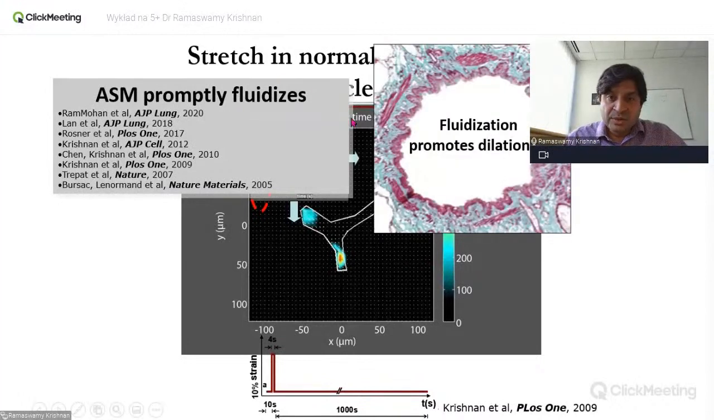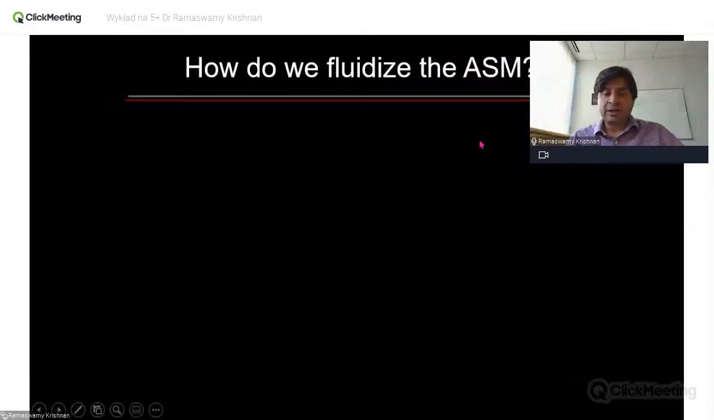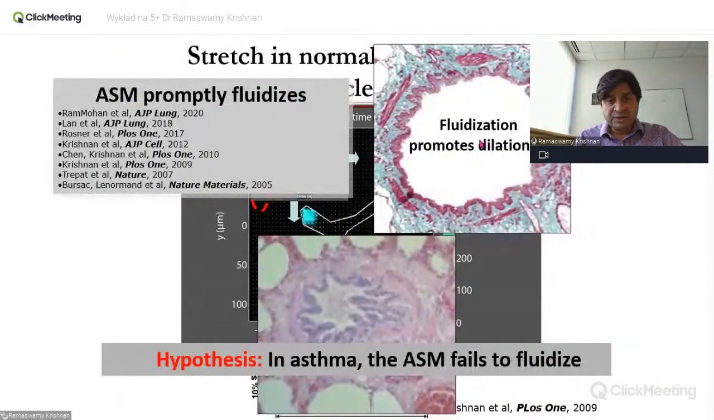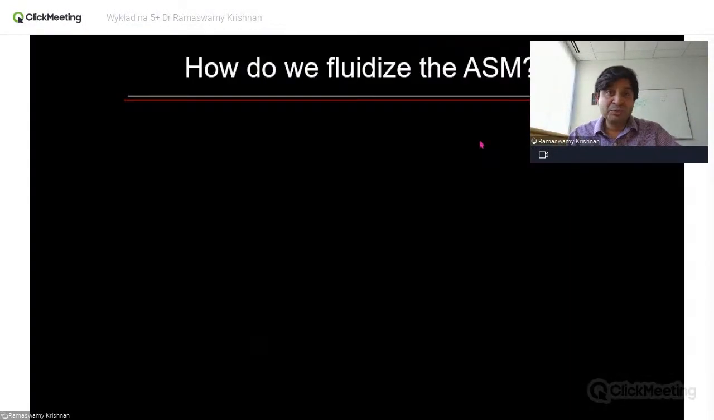And when that happens, when this becomes really relaxed and fluidized, your airways can open. So then the hypothesis that we are currently testing is in asthma. It is the failure of the muscle to fluidize, which is the proximate cause of bronchoconstriction. Now, from a basic science point of view, this is already quite important, interesting, exciting, and we're studying it routinely. But if you have asthma, know of somebody with asthma, or you're a clinician, knowing this is not sufficient. Obviously, you want to know, well, how do I fluidize my airway smooth muscle if I have asthma?